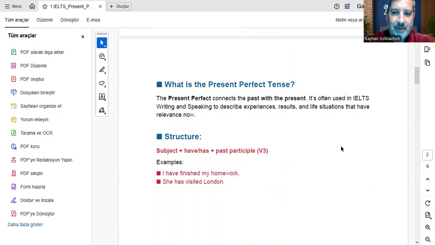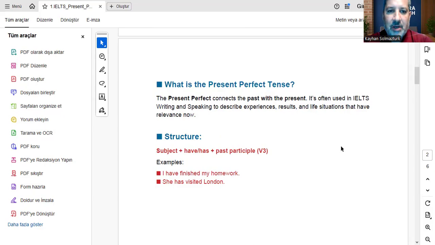First of all, we have to learn what the present perfect tense is. Of course, we'll read it together and see what it is, and additionally, we'll learn how we can use it specifically in the IELTS exam. So let's read it together and go step by step.